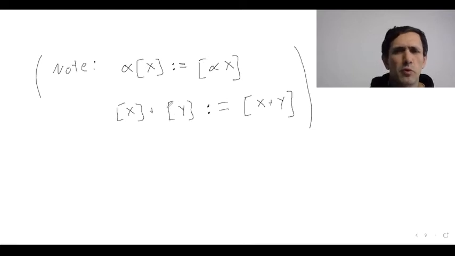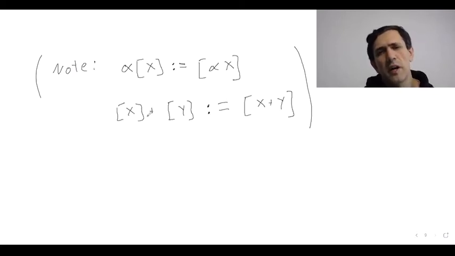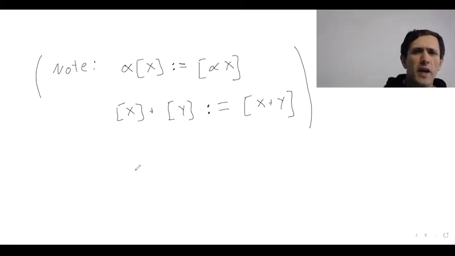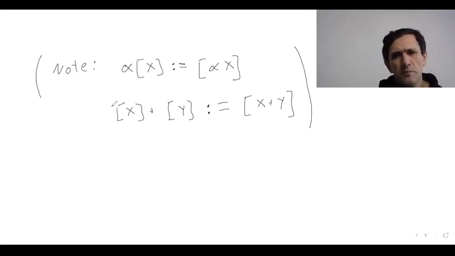I mean, you should prove, particularly here, if there's any doubt, that this is well defined. That is, if x is equivalent to x prime and y is equivalent to y prime, then the class of x plus y is the same as the class of x prime plus y prime. You should check that this definition is independent of the representatives of x and y for the classes. All right.